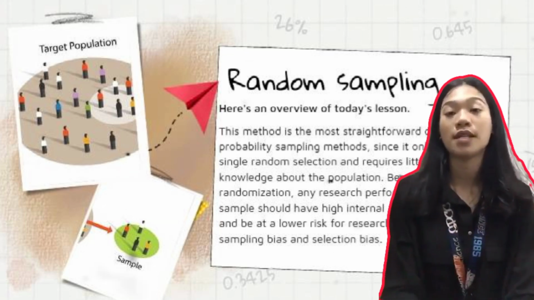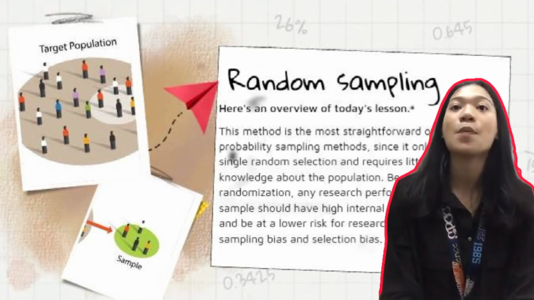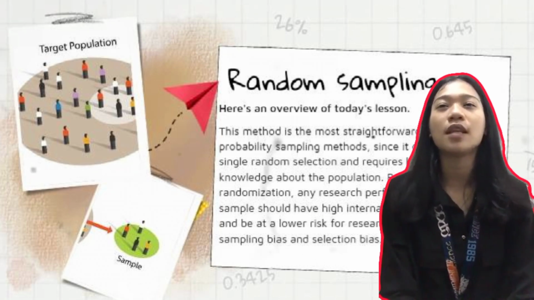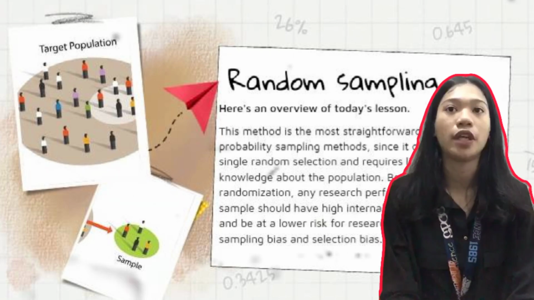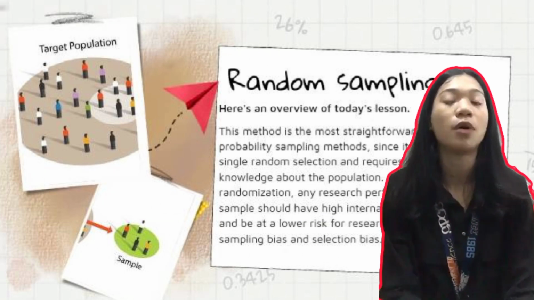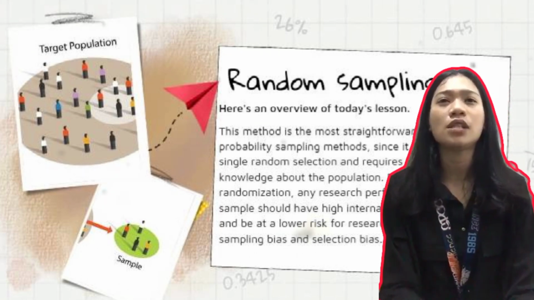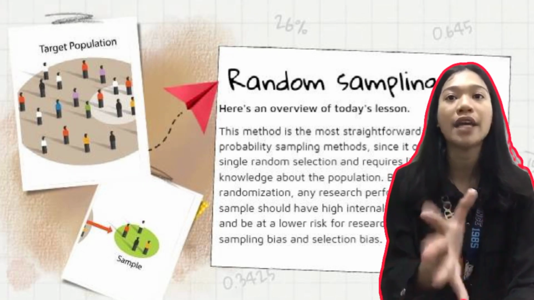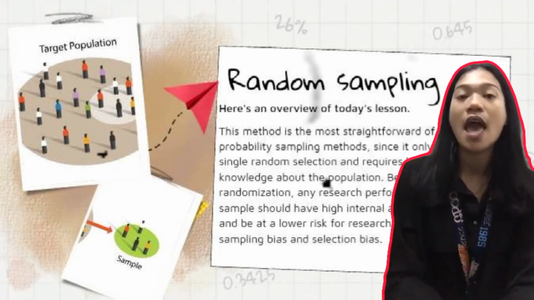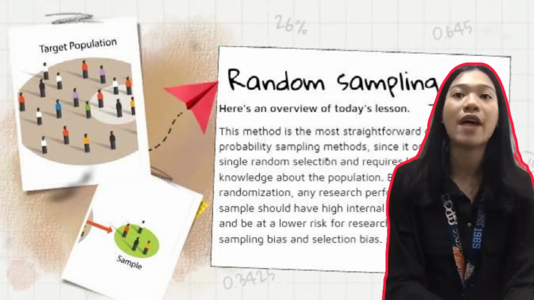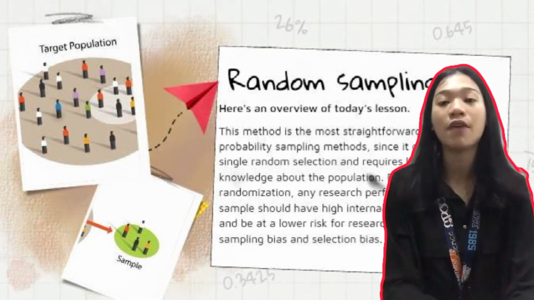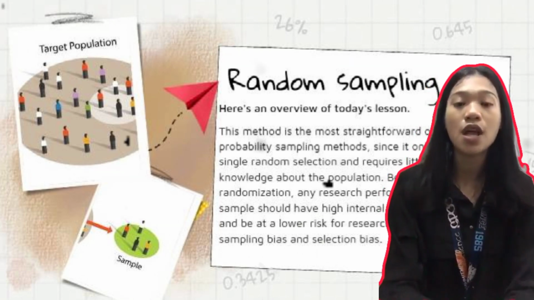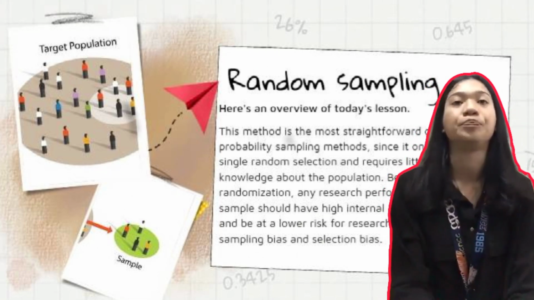Here's an overview of today's lesson. This method is the most straightforward of all the probability sampling methods, since it only involves a single random selection and requires little advanced knowledge about the population. Because it uses randomization, any research performed on this sample should have high internal and external validity and be at a lower risk for researcher biases, like sampling bias and selection bias. That means, ginagamitan rin siya ng advanced knowledge para sa gagamitin mong population.